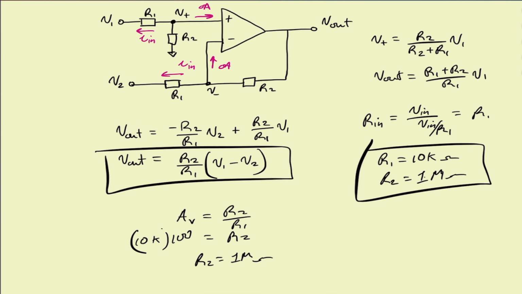So here we designed a difference amplifier that has a differential gain of 100 and an input resistance to ground of at least 10K. So our input resistance is 10K. By using R1 and R2, the ratio gives us a voltage gain of 100. And here we have our difference amplifier.